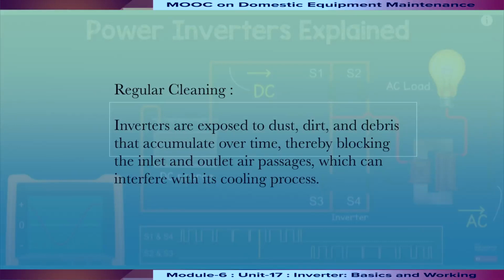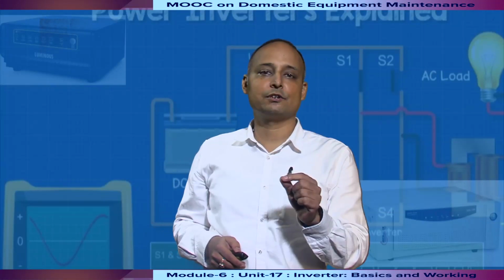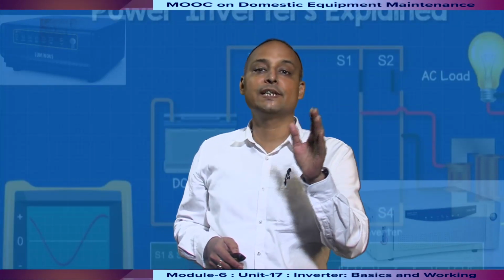Inverters are exposed to dust, dirt, and debris that accumulate over time, thereby blocking the inlet and outlet air passages, which can interfere with its cooling process. Regular cleaning of the inverter's external parts using a dry cloth or brush will help remove these particles and prevent overheating, circuit damage, and other problems associated with inverter malfunction. This process should be done every 3 to 6 months.